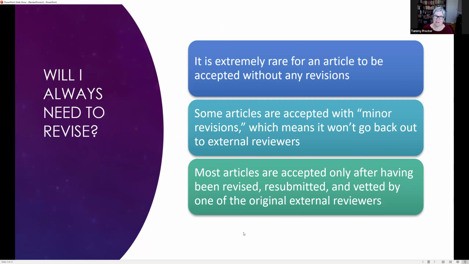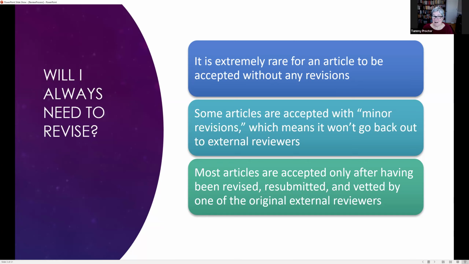Okay, this is a big question. Will I need to revise? I think it's extremely rare for any article to be accepted without any revisions. Sometimes you'll get back comments that say you just need to do minor revisions. It doesn't go back to external reviewers. It means that they're not necessarily cosmetic, but they're things that wouldn't change the article in any considerable way. And so they would be seen as minor revisions.